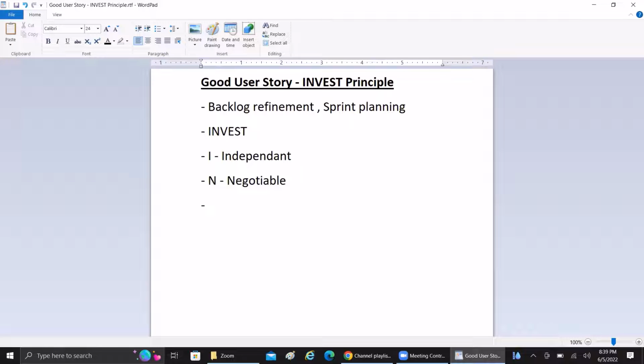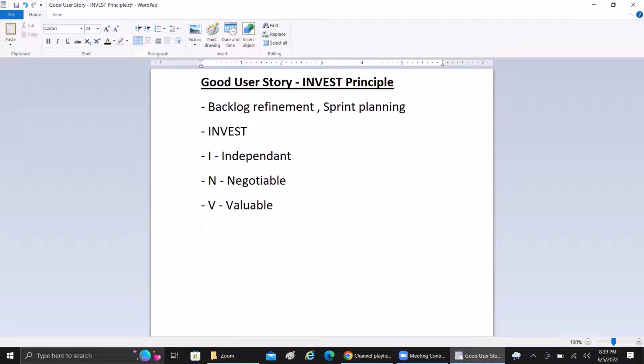And the next one is V. V is the main one, we all know, valuable. Why is it very important? For every sprint, we are going to produce something valuable, right? At the end of the sprint, you will have some output. So V for valuable is very much needed, which will provide actual real value to the end customer. So it should be a valuable user story.